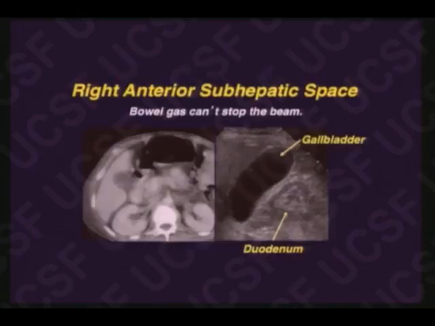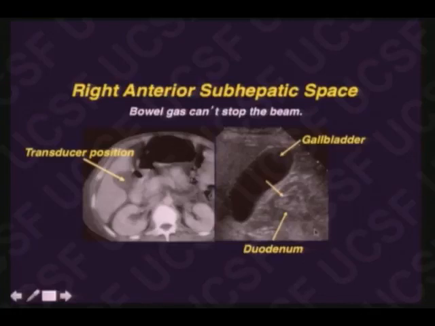Now, importantly, bowel gas cannot stop the beam from interrogating the right anterior subhepatic space. If you place the transducer in the right location, the beam must pass through the anterior subhepatic space on the right side before it could possibly encounter gas in the duodenum. So, immediately upon exiting the posterior wall of the gallbladder, the beam necessarily immediately enters the right anterior subhepatic space before it could even possibly encounter the wall of the duodenum, let alone gas in the duodenal lumen.